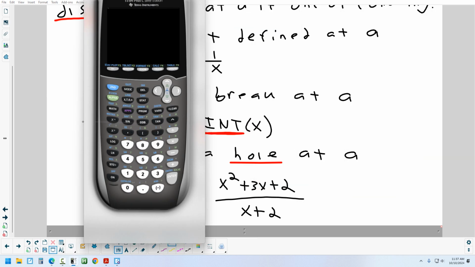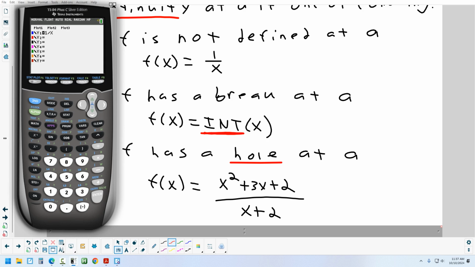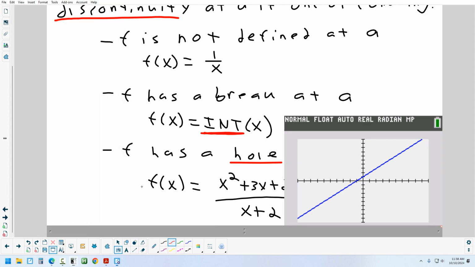Let's type this in and see what happens. So we've got x squared plus 3x plus 2, and I'm going to divide by x plus 2. Now, is there a number I am not allowed to plug in for x? Negative two. Cannot plug in -2. Let's watch the graph and see what happens as you get close to -2. Looks like we just passed right through it without any problem at all. There's nothing in this picture that indicates something weird is happening at -2.